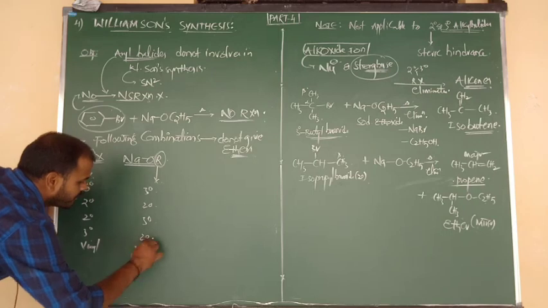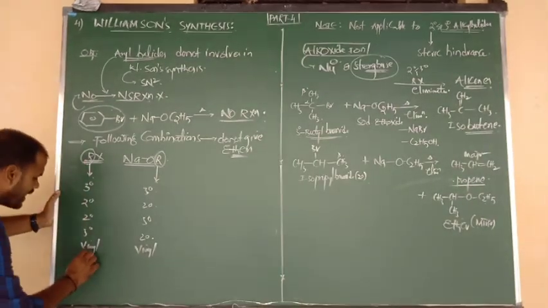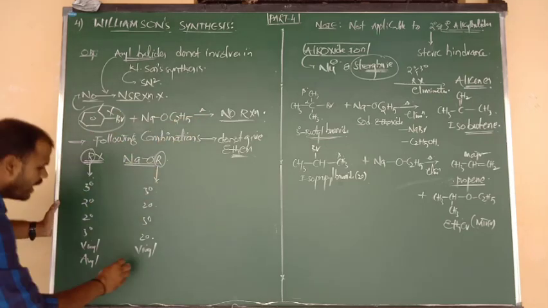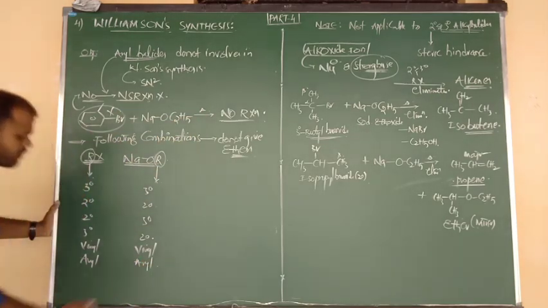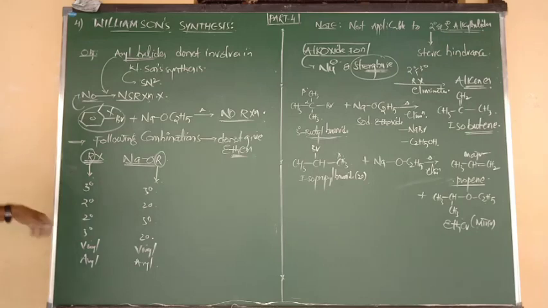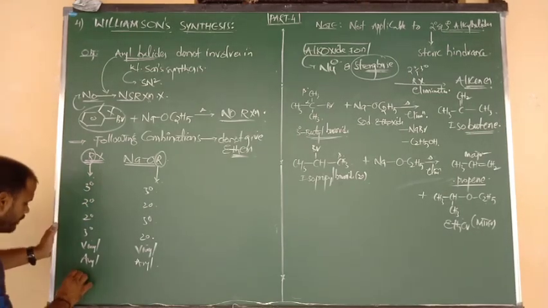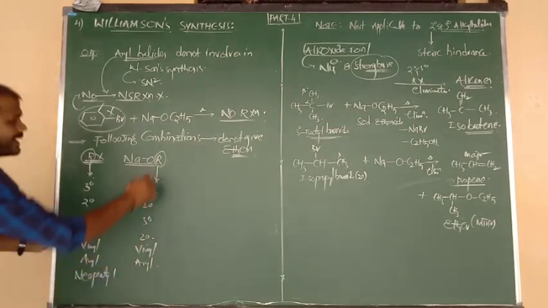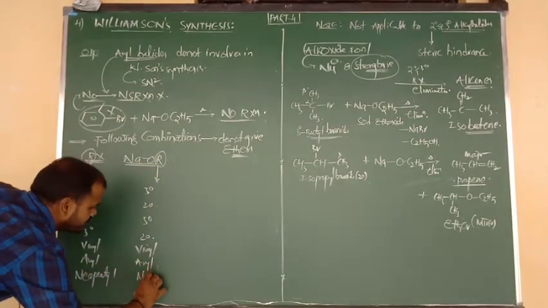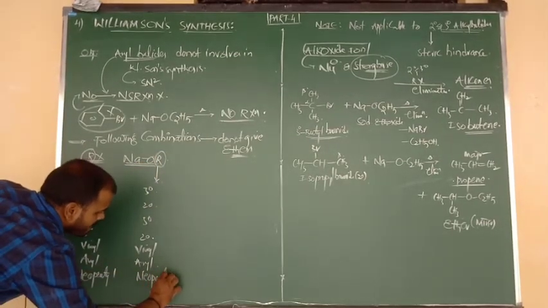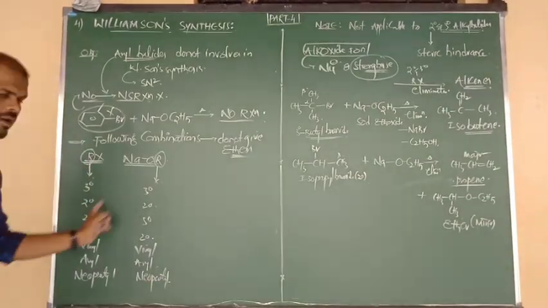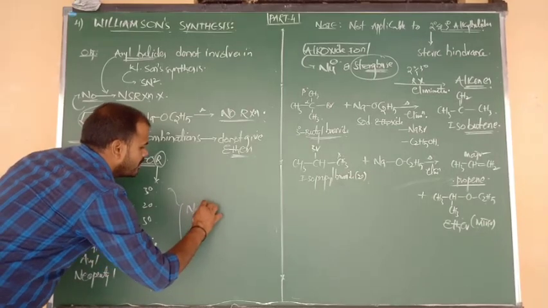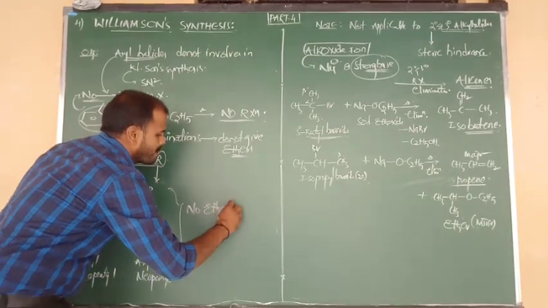Like that. Also in place of R you can write a vinyl group, and here also a vinyl group. In place of R you can write an aryl group, nothing but a benzene group, and it also gives no reaction, and here also you can write an aryl group. In place of R you can write a very bulky group, neopentyl group, and here also neopentyl group. So this type of combinations does not form ethers, no ether formation.